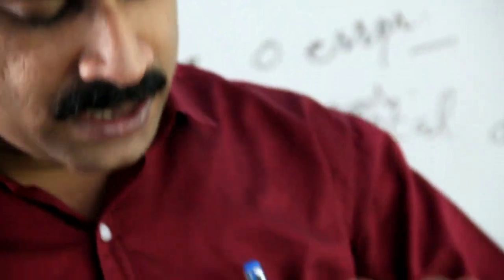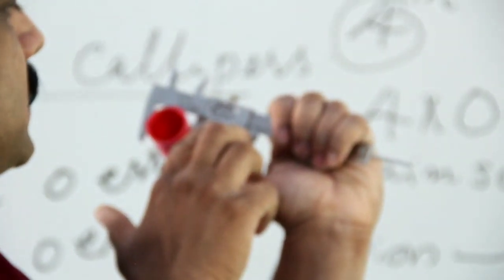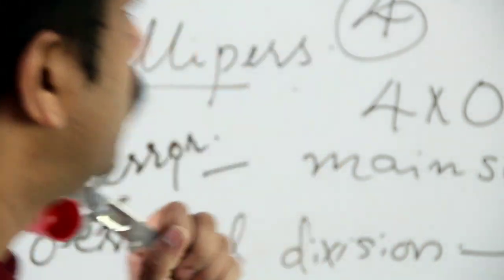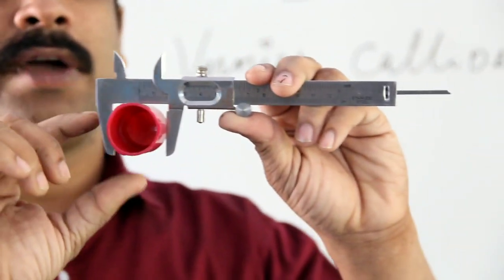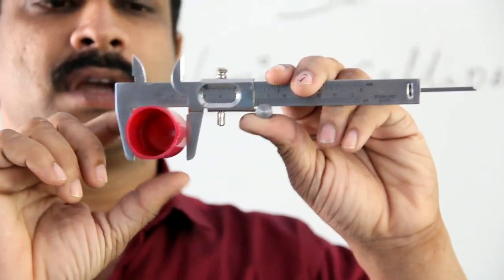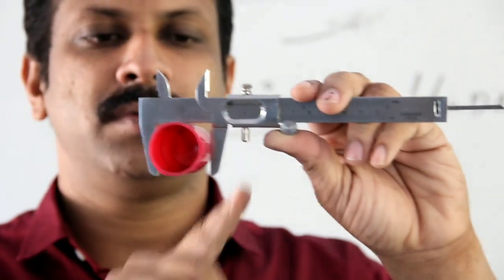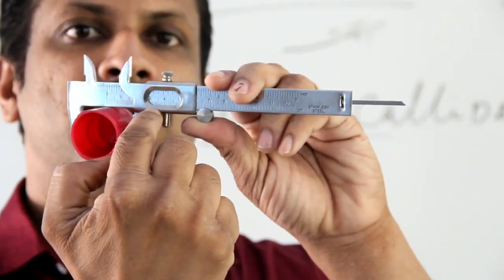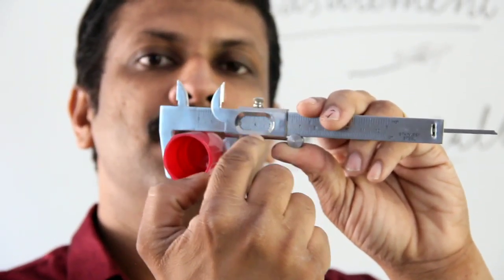So the main scale reading is given as 3.2. We are discussing the inner and outer diameter of the given object. We already fixed the object between the two jaws. Then we calculate the main scale reading, which is given in between these two lines.